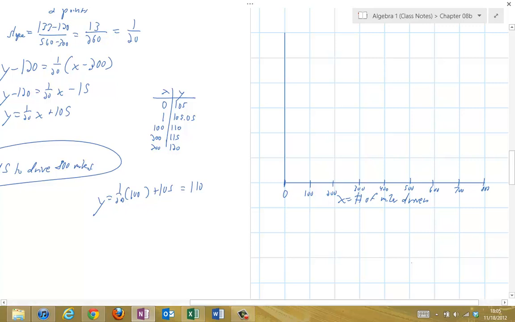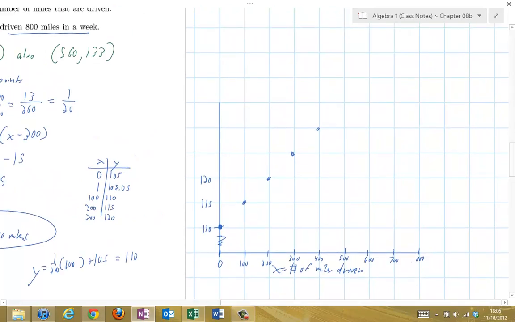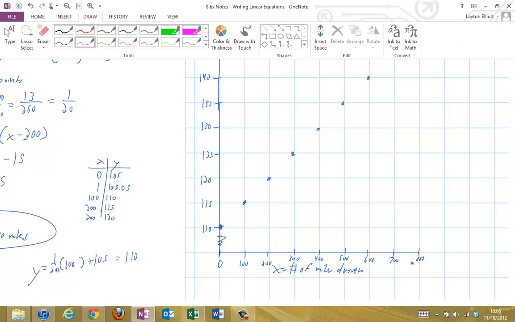Then my y-axis, we're going to do a little break. 110, 115, 120. I can start putting the ordered pairs here, here, here, here, here. And you can see if we're going to do this all the way up, I'm going to have to expand this line quite a bit. 125, 130, 135, 140, and 145. Okay. Connect.